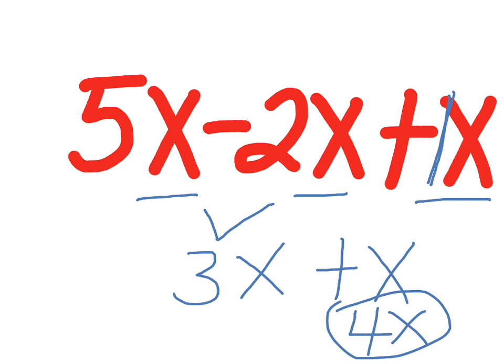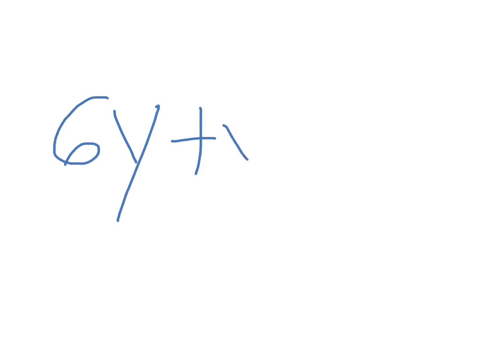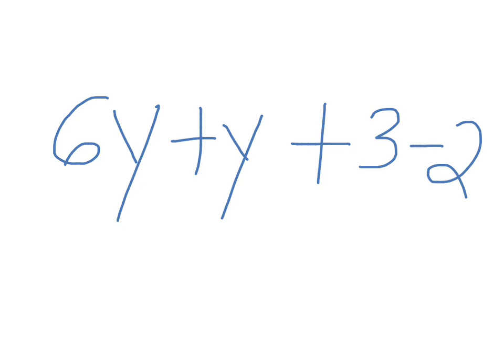So now you know that you can also combine three terms and not just two. Another example is 6y plus y plus 3 minus 2. So the terms that you need to combine, of course, are the terms that have the same variable. In this case, you have 6y and y. So let's put 1 in here so you don't get confused.